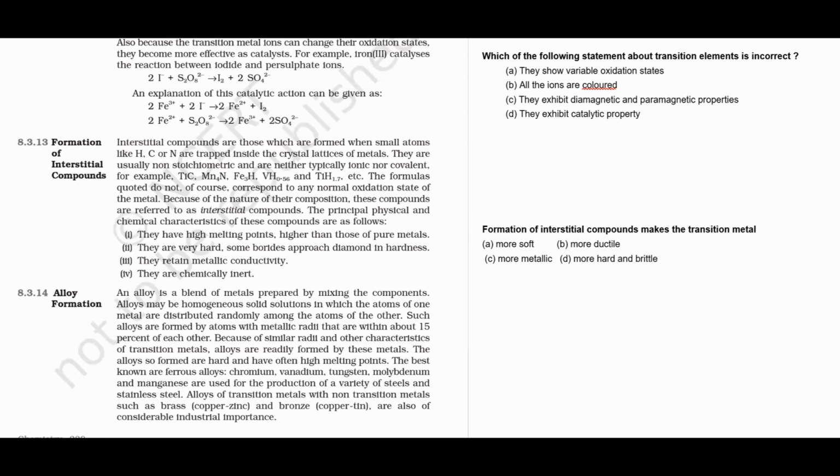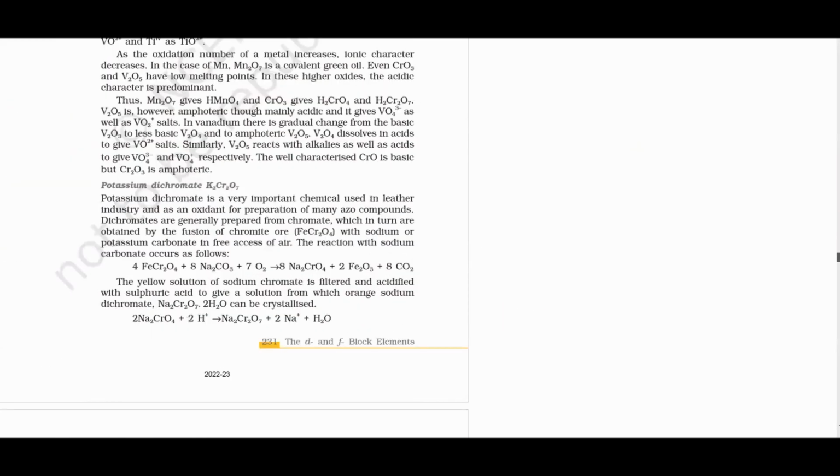Now, why do transition metals form alloys? It's because of similarity in sizes. I'll just give you an overview of this in this video.